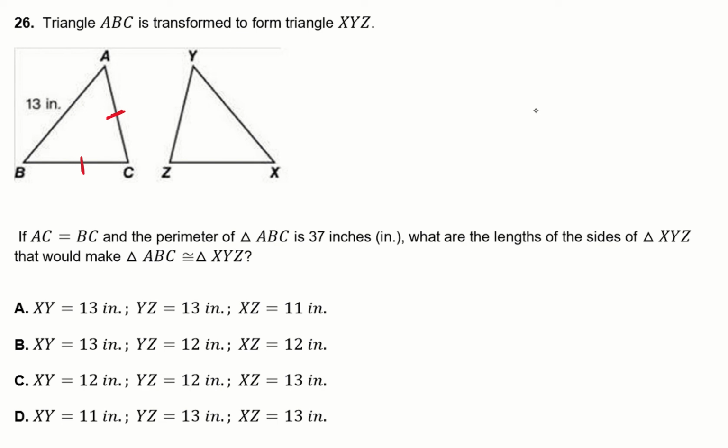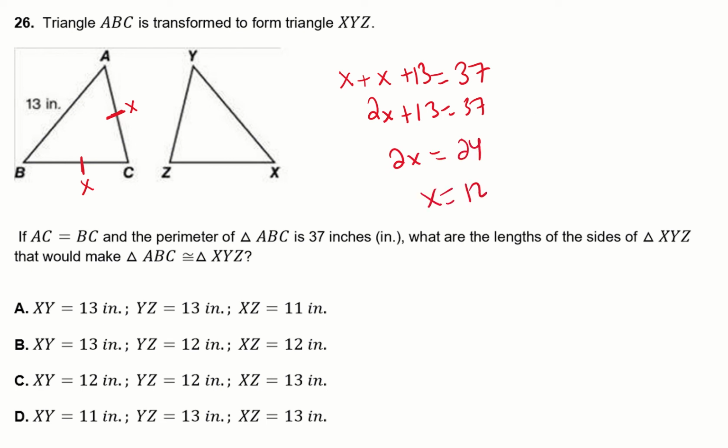Now it does say the perimeter of ABC is 37 inches. And so that means, since these two sides are the same, I'm just going to call it x. And we know that the perimeter is when you add the lengths of the sides, and so we're going to add all of these sides here, and we know that the perimeter of that triangle has to be 37. And so if we combine like terms, we have 2x plus 13 equals 37. Go ahead and subtract 13 on both sides, and we'll get 24. And so both of those sides have to be 12. So I'm going to go ahead and label those 12 now.